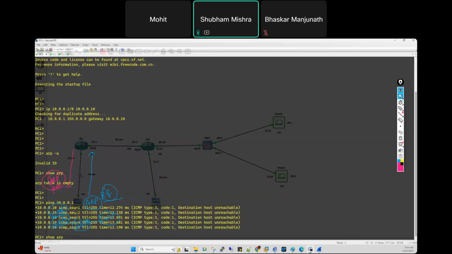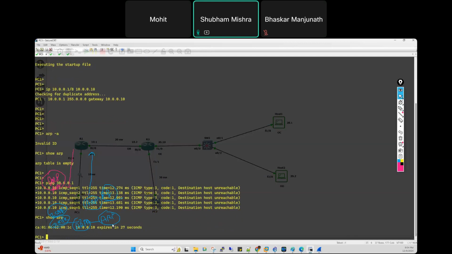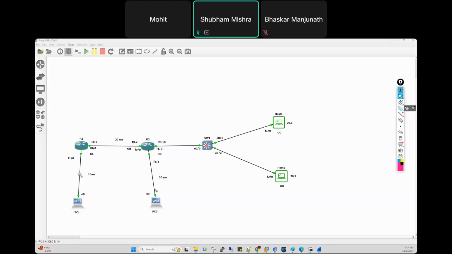Come to PC number 1. I am writing arp. I hope you guys are able to see. 10.10. Yes, PC number 1 maintains the entry for 10.10 now. Yes or no? Right? This proves that between PC1 and router 1, ARP was successfully exchanged. So that's the reason PC1 now knows the MAC address of this interface. Yes or no? Tell me guys. Agree? Yes, sir.